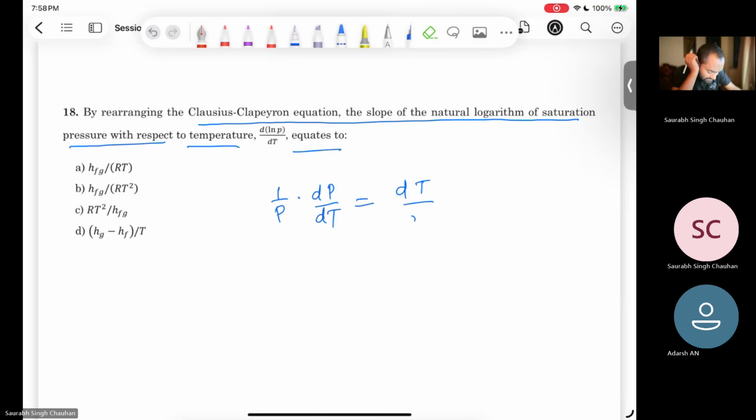Your voice is not very clear. This can be written as d by dT of ln P. d by dT of ln P, like this. dP is not required. Exactly, yeah, exactly.